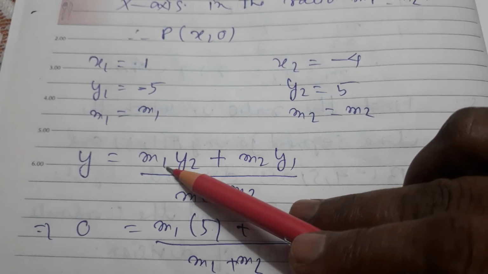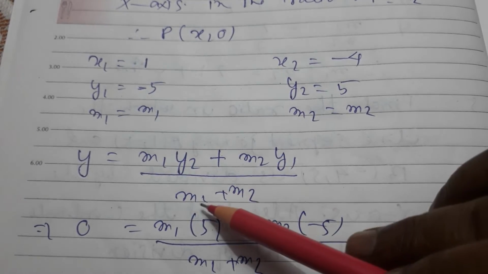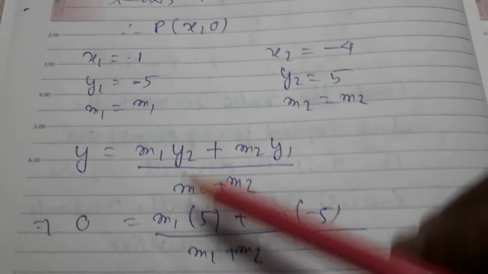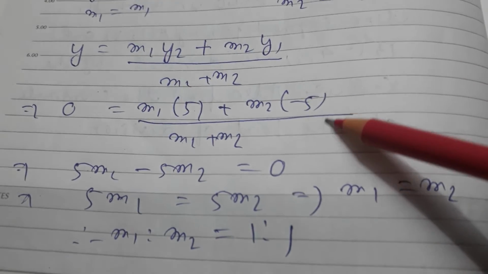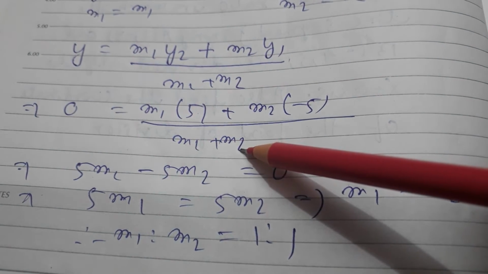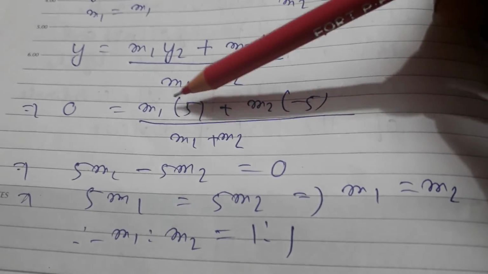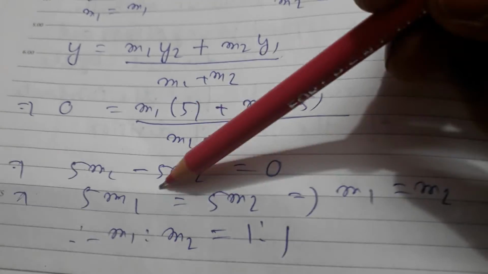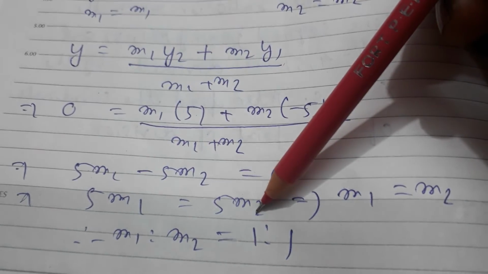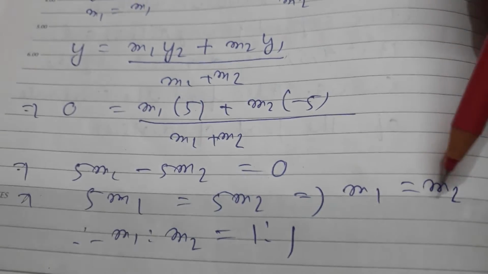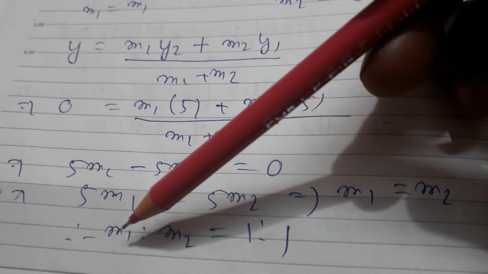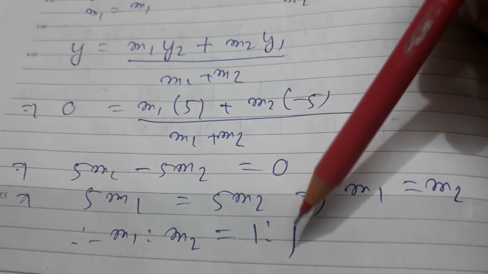So y equal to, I have written, (m1 y2 plus m2 y1) by (m1 plus m2). So value of y is 0. So m1 y2 is 5, plus m2 y1 equal to -5, by m1 plus m2. So 0 into (m1 plus m2) will be 0. Okay. And here you write 5m1 minus 5m2 equal to 0 by cross multiplication. So 5m1 equal to 5m2. 5 cancel. So m1 equal to m2. When m1 equal to m2, the ratio is 1 is to 1. So m1 ratio m2 equal to 1 ratio 1.